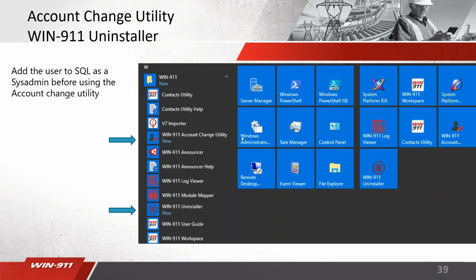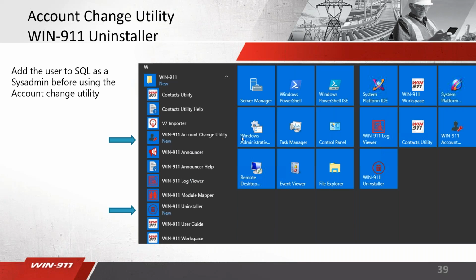And then, other features I mentioned earlier: we added a change utility, and we also added a WIN-911 uninstaller that will now be added to the start menu. Again, with the account change utility, if you plan on changing the username of the services, then you'd want to add it to SQL first as a sysadmin. And once it's there, you can run the account change utility.